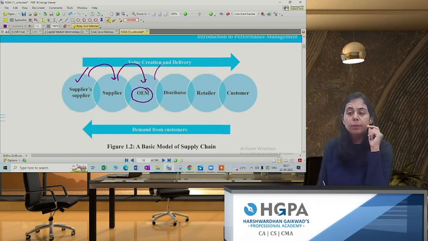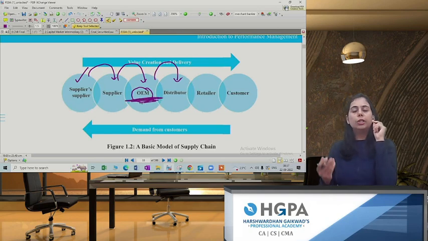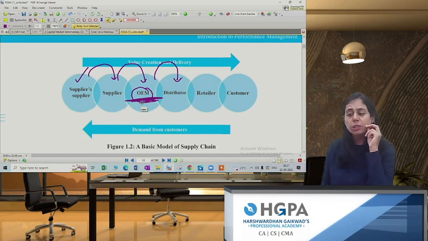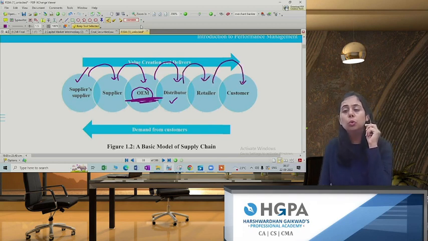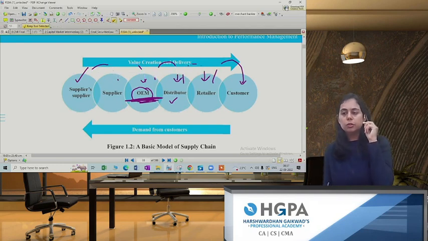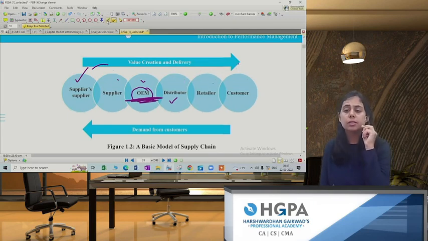Then it will be given to the distributor. So here everything will be done. Intermediate goods will be made, finished goods will be made, packaging will be done, coloring will be done, assembling will be done. Then these products will be given to the distributor. The distributor, that is the wholesaler, will give it to the retailer, and the retailer will then give this product to whom? To the customer. Is this clear? So first you start with the supplier, then comes the manufacturer, then the distributor, and then the customer.